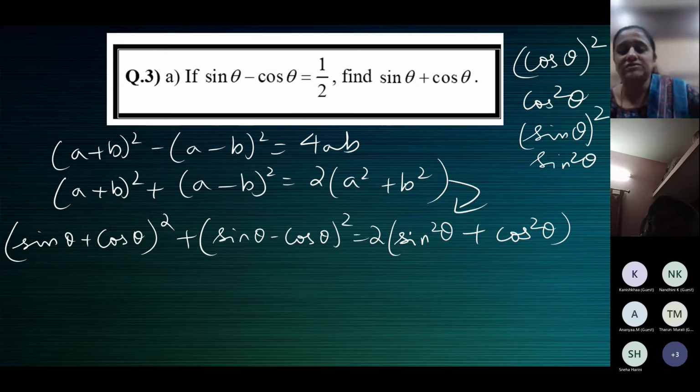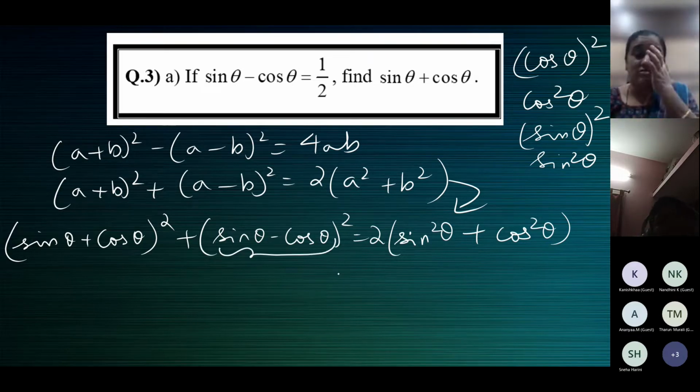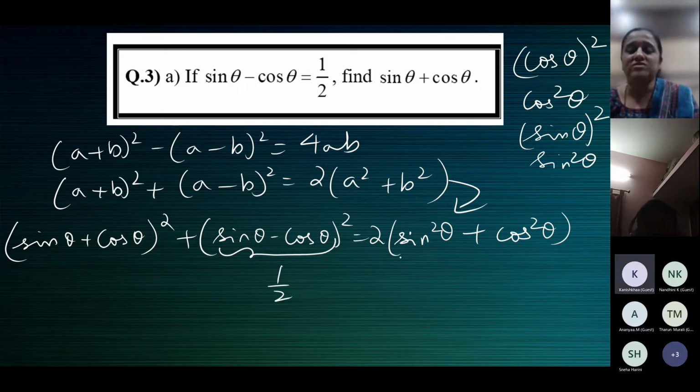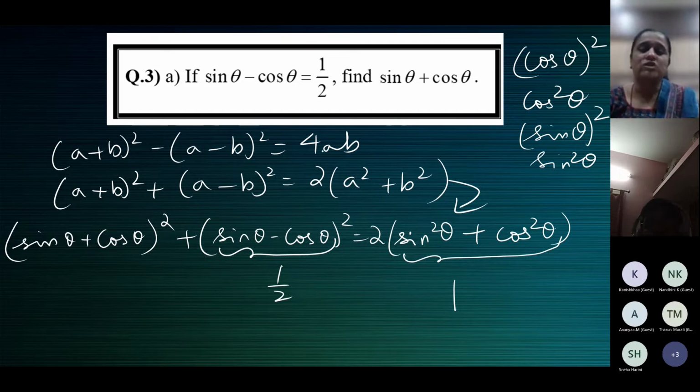Okay, now the reason for using this identity is we know the value of sine theta minus cos theta. What is the value of sine theta minus cos theta? 1/2. Very good. What is the value of sine square theta plus cos square theta? 1. Now, what are we supposed to find according to the question?